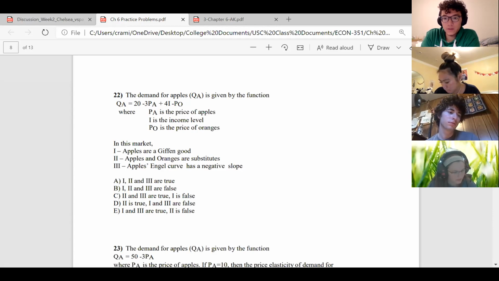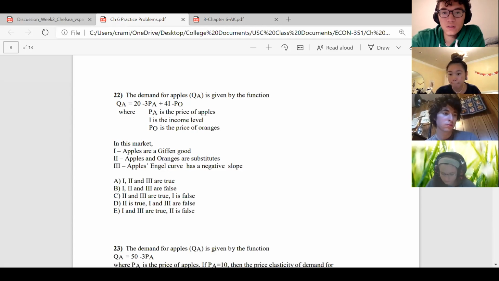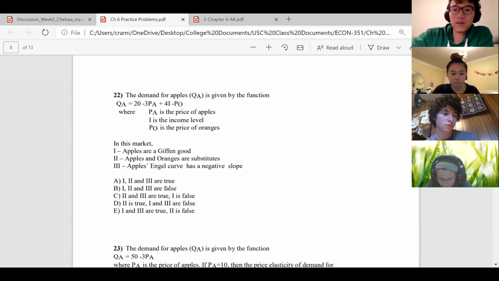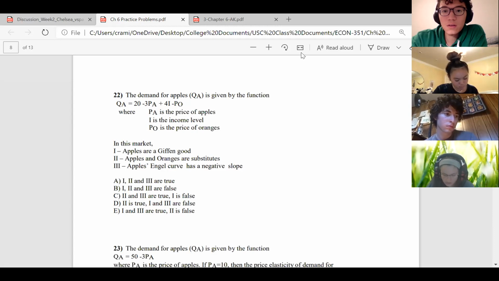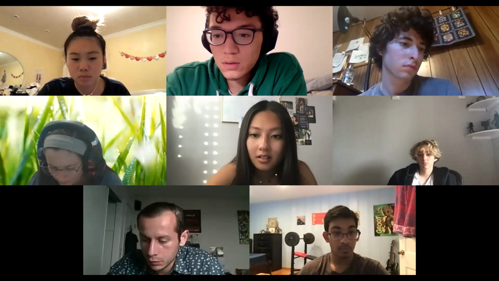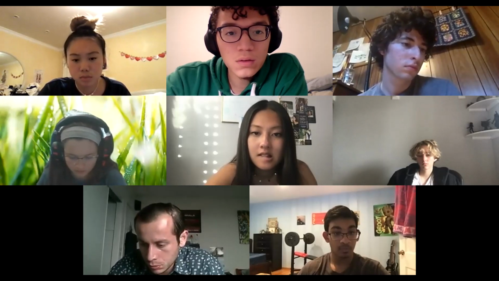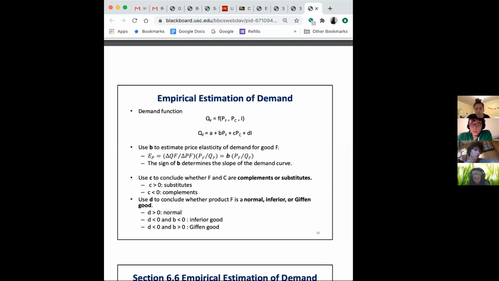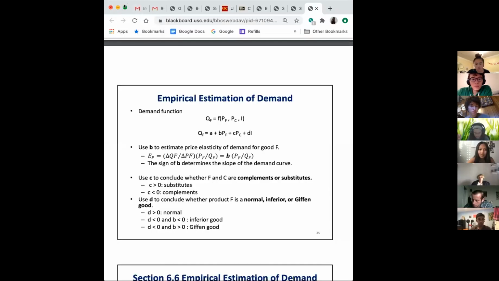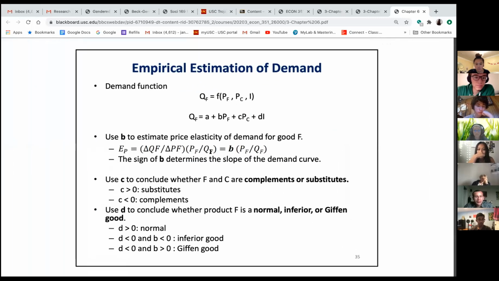Yeah, that's fine. Can I screen share her PowerPoint really quick? Because it says it right here. Yeah, sure. I also have the coefficient, which for this situation would be -3 PA. If the B coefficient is negative, it's either a normal or inferior good, and it has a downward sloping demand curve. Oh, okay, this is what I was looking at right here.